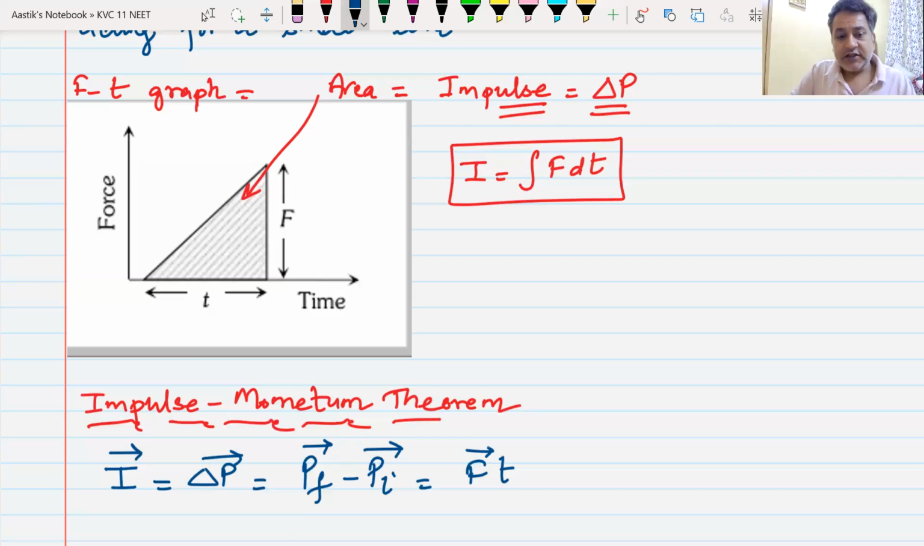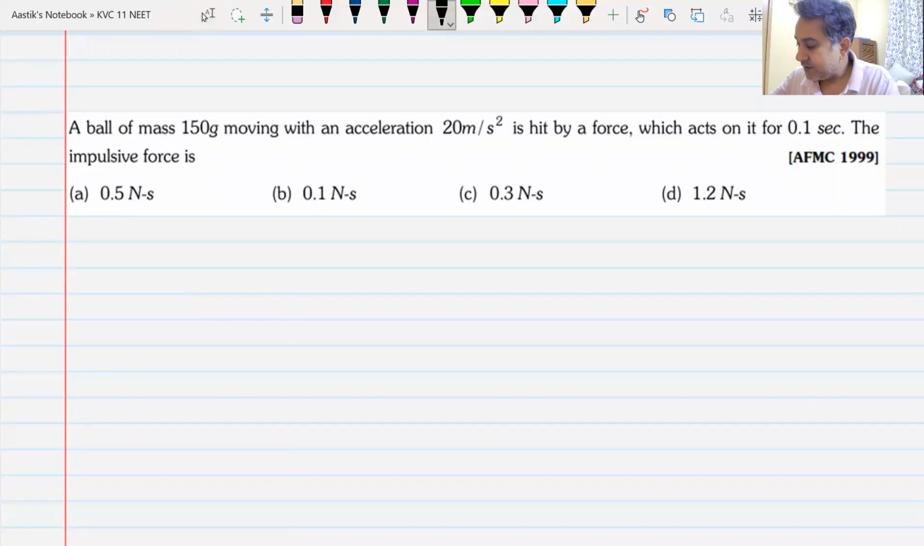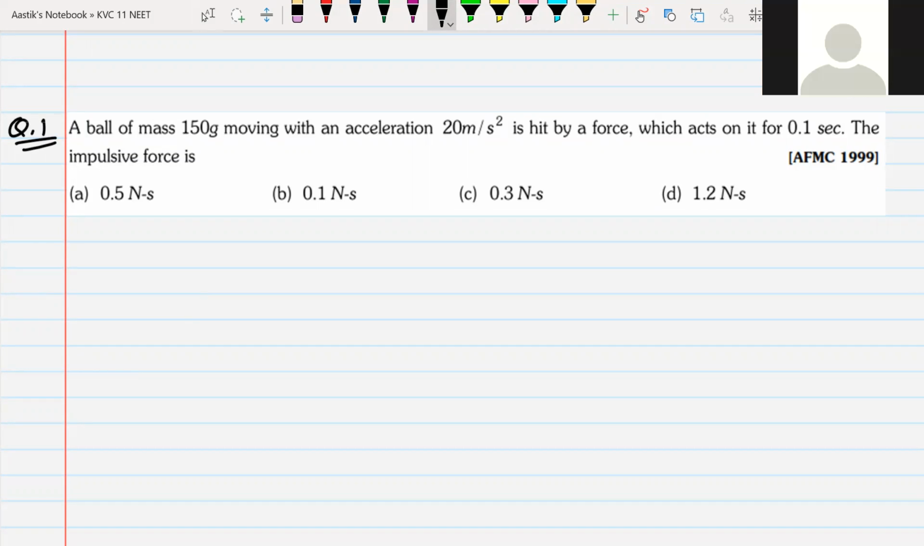Here is the first question, and I'll give you 2 minutes to solve it. Simple question. Previous year questions, I told you many questions have come. A body of mass 150 grams is moving with an acceleration of 20 meter per second square, and is hit by a force which acts for 0.1 seconds. What is the impulsive force? I'll give you 2 minutes to solve this.